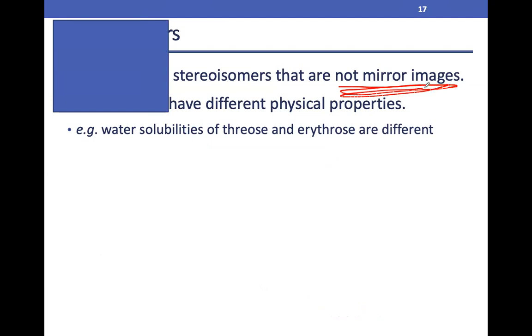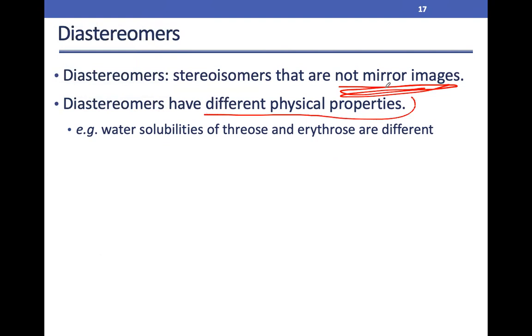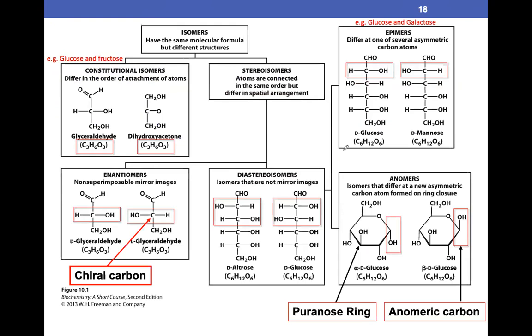Diastereomers. Perfect. And I told you just right now that diastereomers have different physical properties. And I'm going to explain on the next slide why that is. So pretty much, if I look at enantiomers, right? Think about how each of these groups relate to each other.